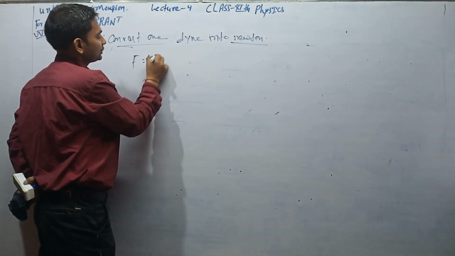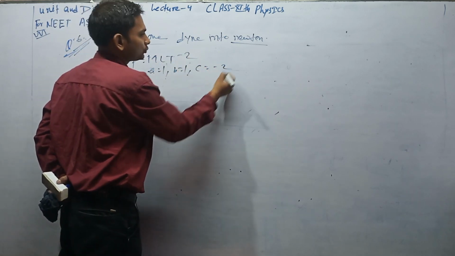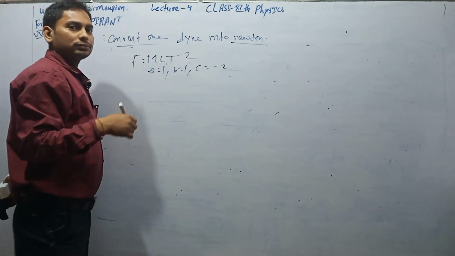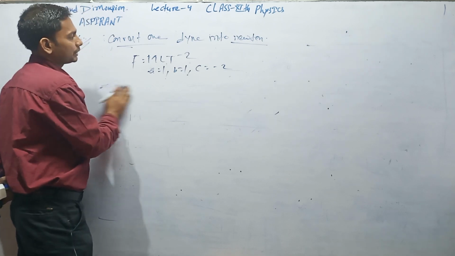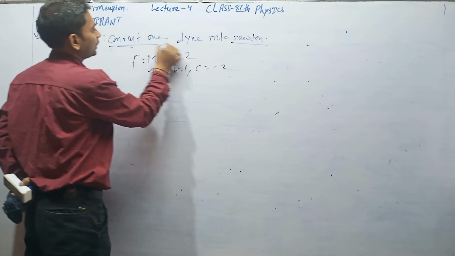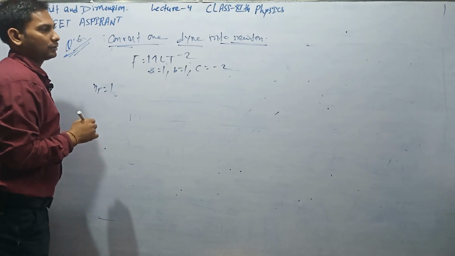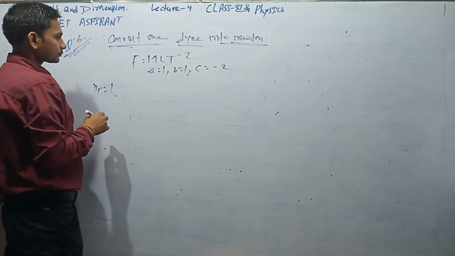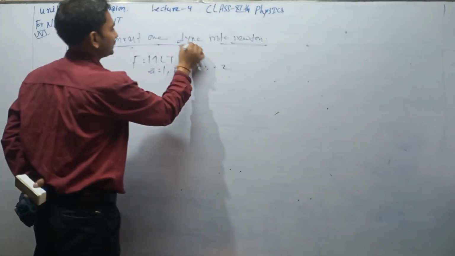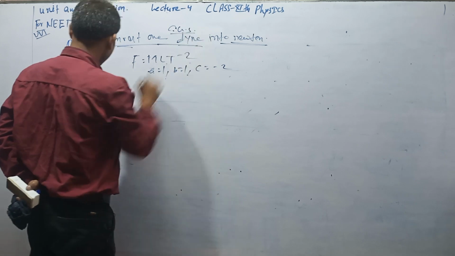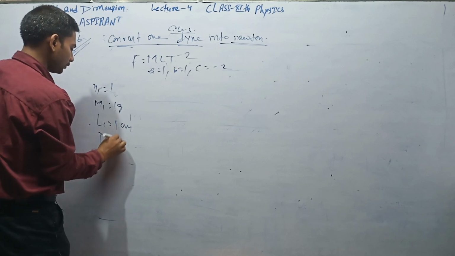So F equals mass into acceleration, with a equals 1, b equals 1, c equals minus 2. Now, convert one dyne into Newton. That means n1 equals 1. M1 is for one dyne, that means CGS system, that means 1 gram. L1 is 1 centimeter, time 1 second.